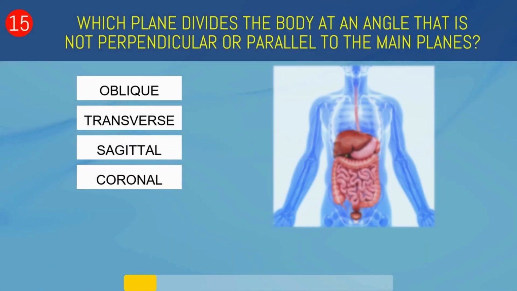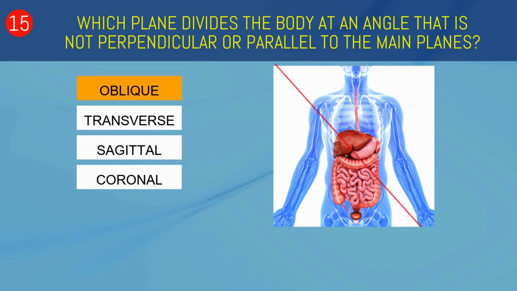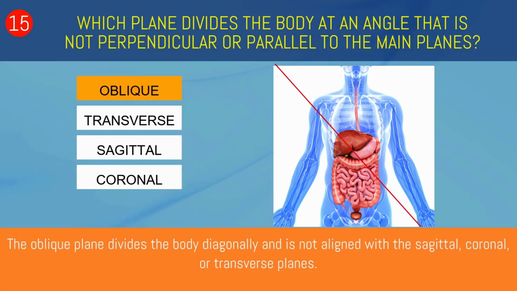Which plane divides the body at an angle that is not perpendicular or parallel to the main planes? Oblique, transverse, sagittal, or coronal? Oblique. The oblique plane divides the body diagonally and is not aligned with the sagittal, coronal, or transverse planes.